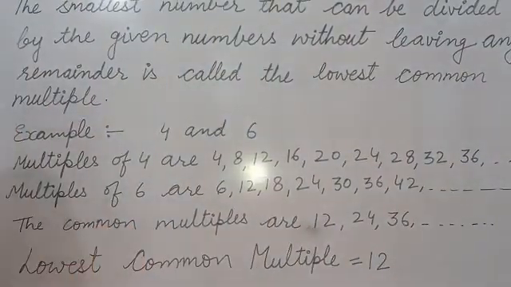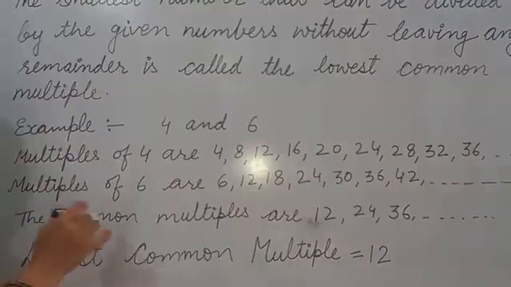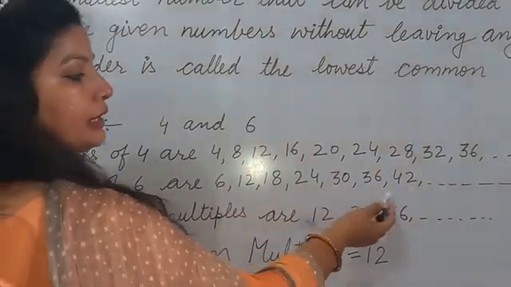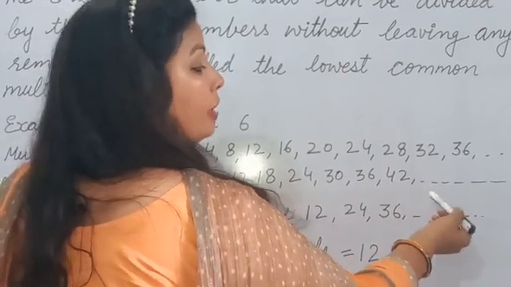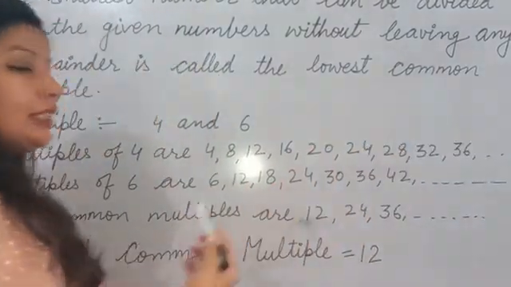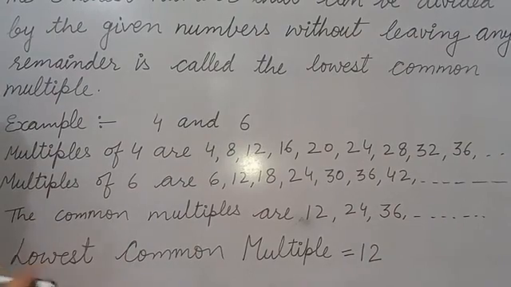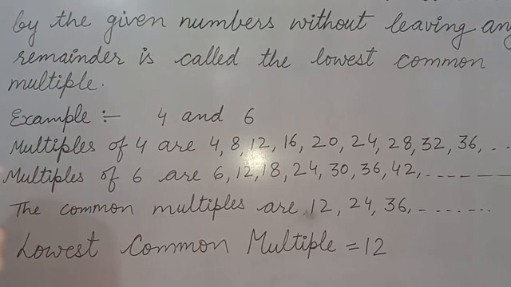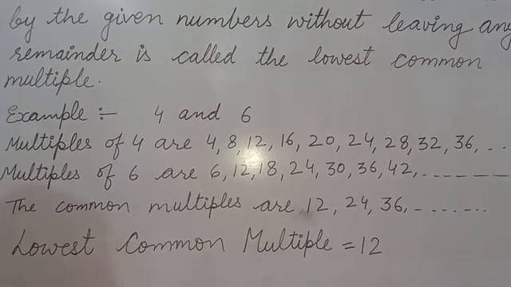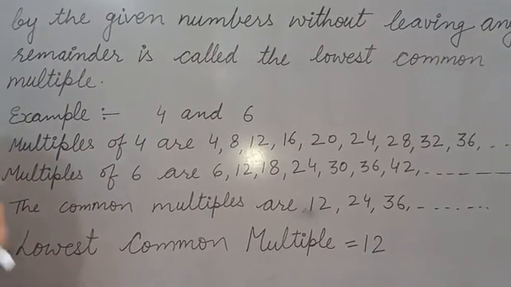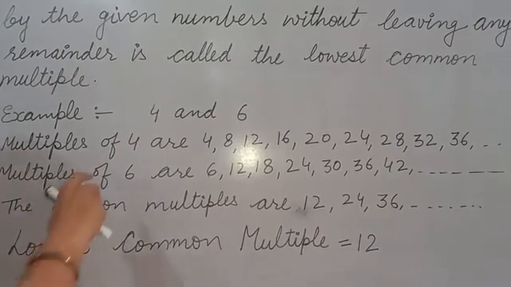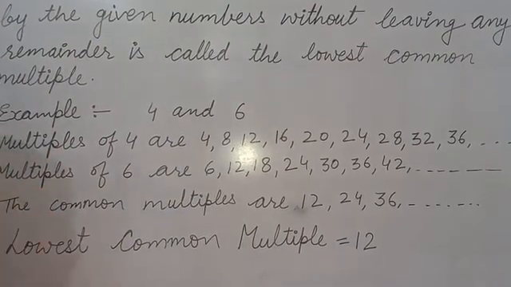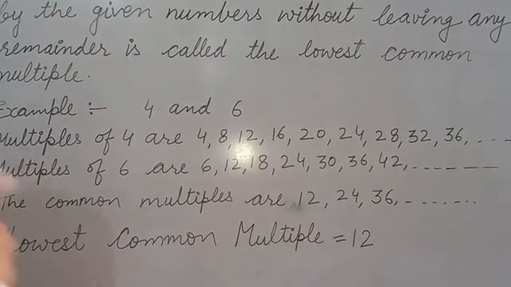Okay, next, multiples of 6. Multiples of 6 are 6, 12, 18, 24, 30, 36, 42. Then dash dash dash I take here because they also continue. These also do not finish. Now after writing multiples of both, we have to find their common multiples because we are finding the LCM, the lowest common multiple. So first we have written multiples. Now we find the common ones, and then we will see the smallest common one, and that will be our LCM.